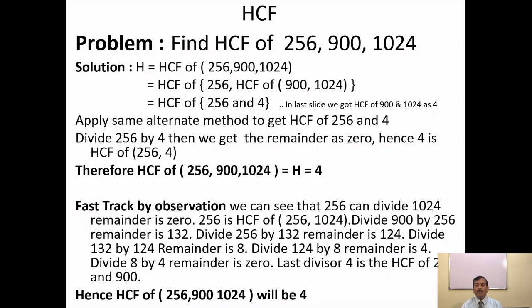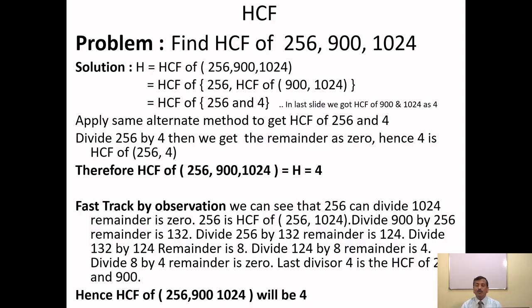If you look at it by observation, you can move in a little bit faster way. 256 is 2 to the power 8 and 1024 is 2 to the power 10. So 256 can divide 1024. So if we consider the HCF between 256 and 1024, it happens to be 256. So 1024 can be eliminated. And the HCF of the 3 numbers 256, 900 and 1024 is equal to the HCF of 256 and 900.